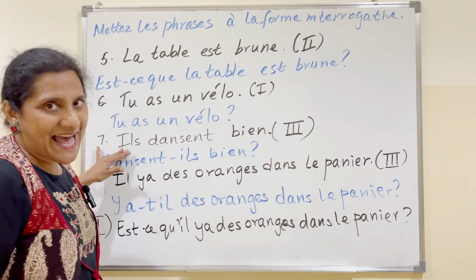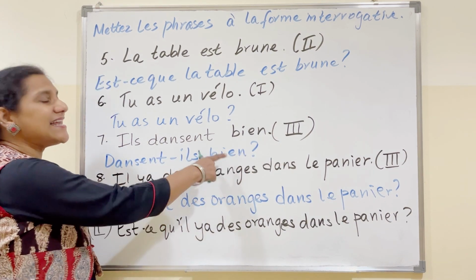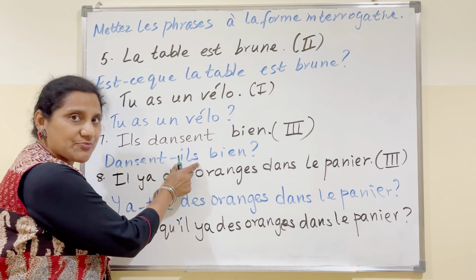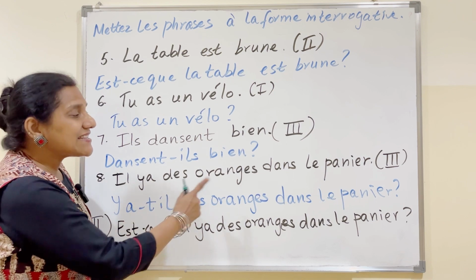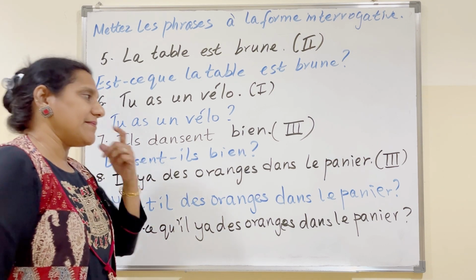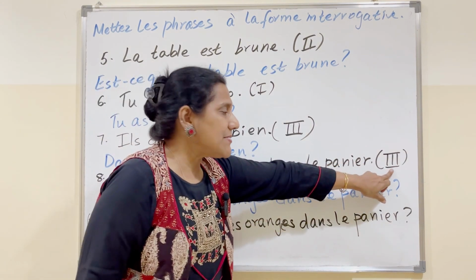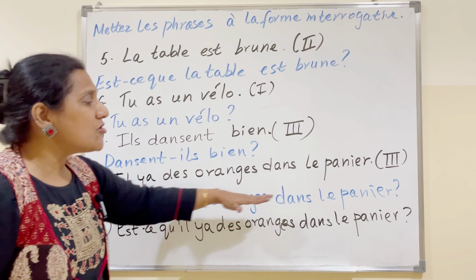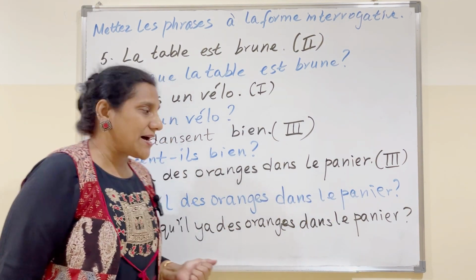Il danse bien. 3 means inversion. Danse-t-il bien? Inversion means you put the verb first and then you put the subject pronoun. So, danse-t-il bien? Il y a des oranges dans le panier. There are some oranges in the basket. 3 means inversion. So, we write, y a-t-il des oranges dans le panier? Are there oranges in the basket?